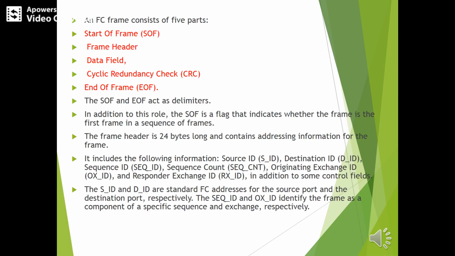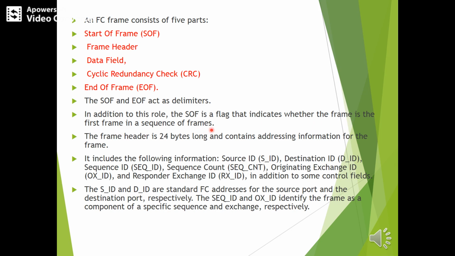An FC frame consists of 5 parts. Those are start of frame, also called SOF, frame header, data field, cyclic redundancy check, that is CRC, and end of frame. So start of frame SOF and end of frame EOF act as delimiters. In addition to this role, the SOF is a flag that indicates whether the frame is the first frame in the sequence or not.